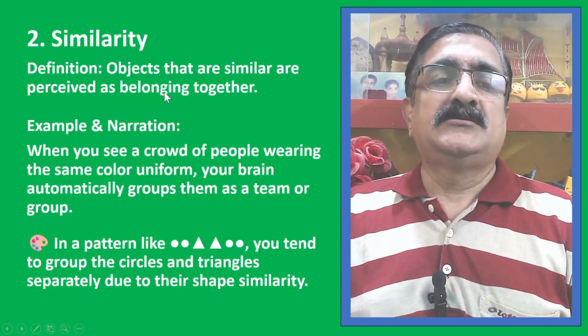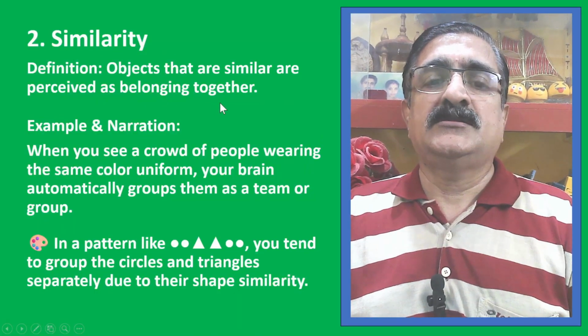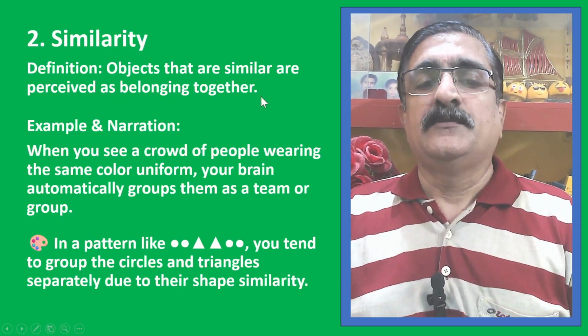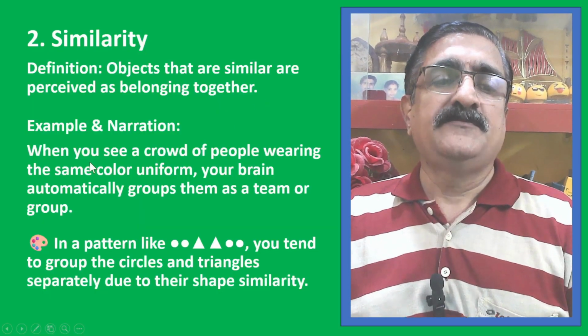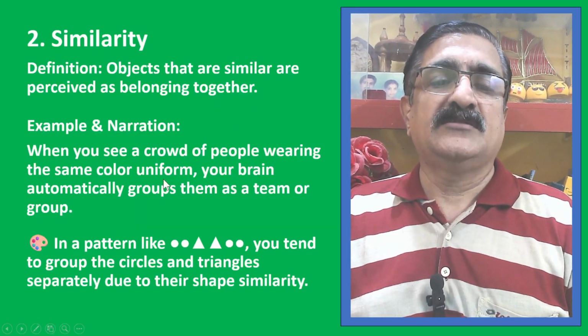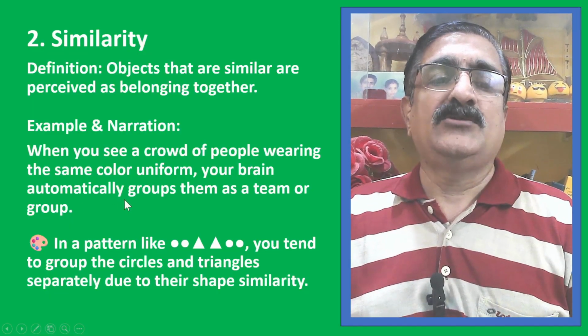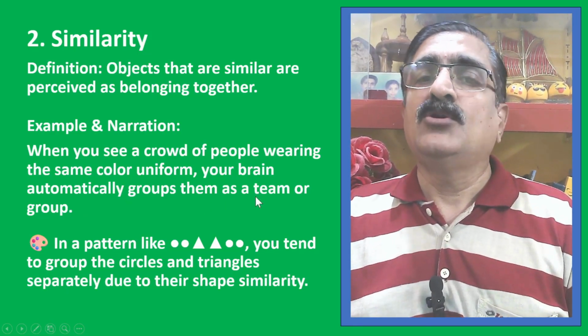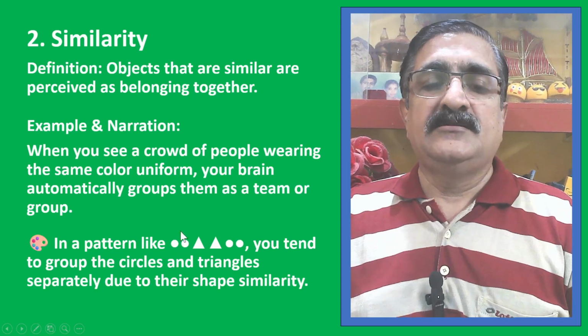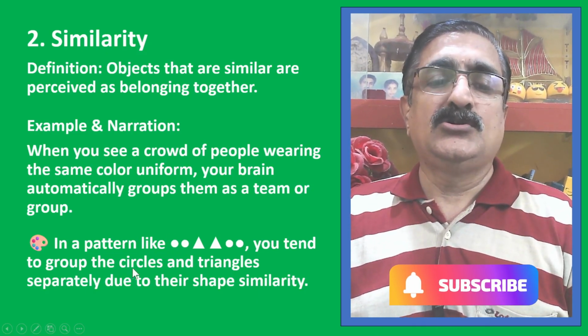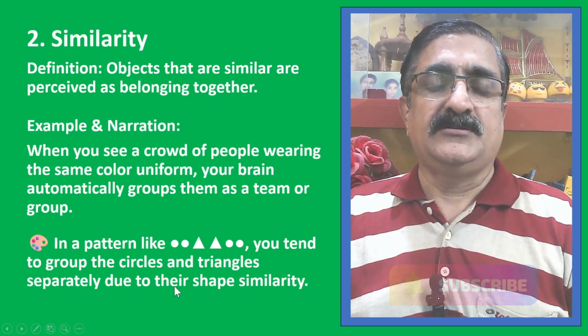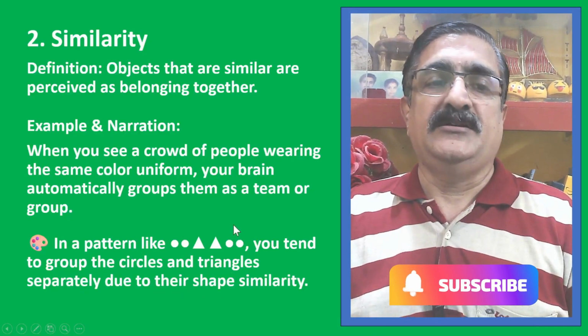The second principle is similarity. Definition: objects that are similar are perceived as belonging together. Example: when you see a crowd of people wearing the same color uniform, your brain automatically groups them as a team or group. In a pattern like these dots, you tend to group the circles and the triangles separately due to their shape and similarity.